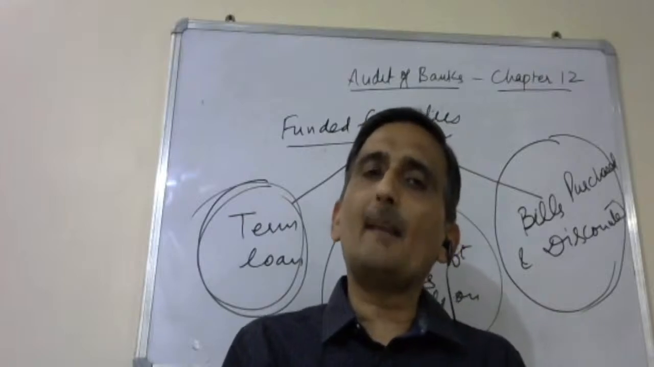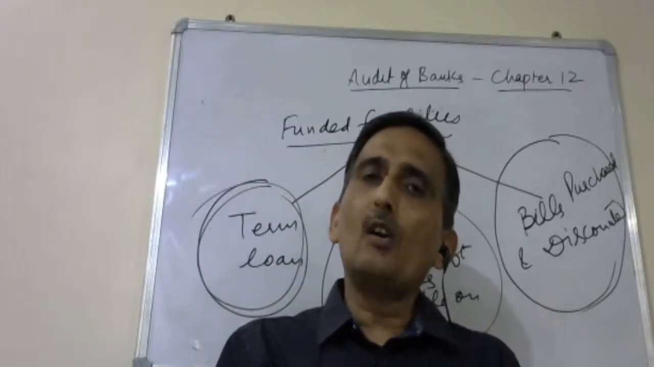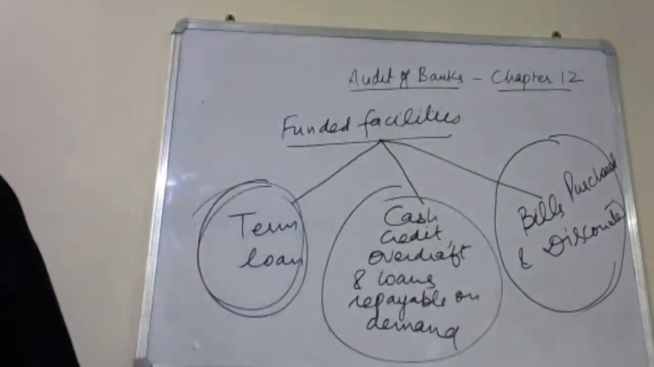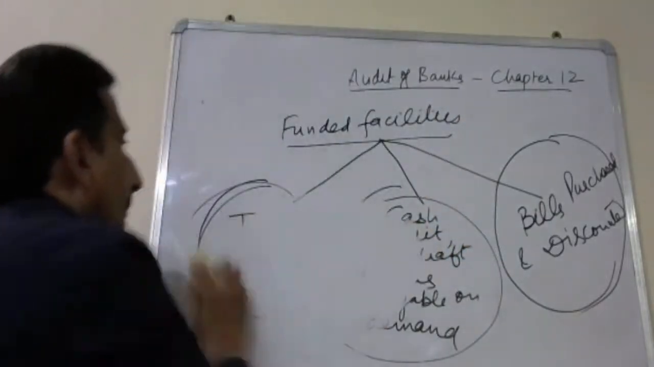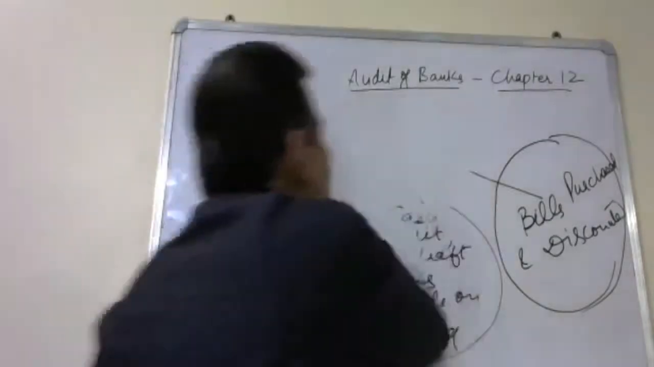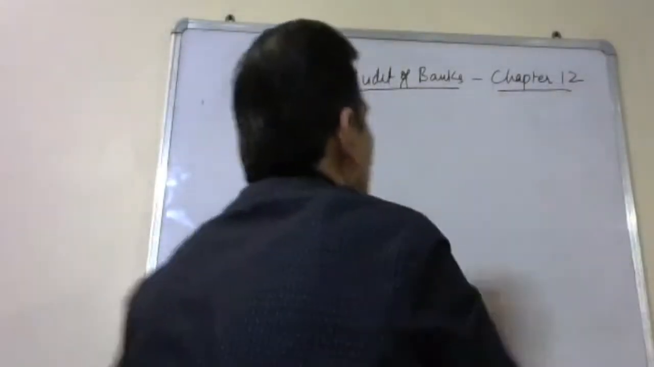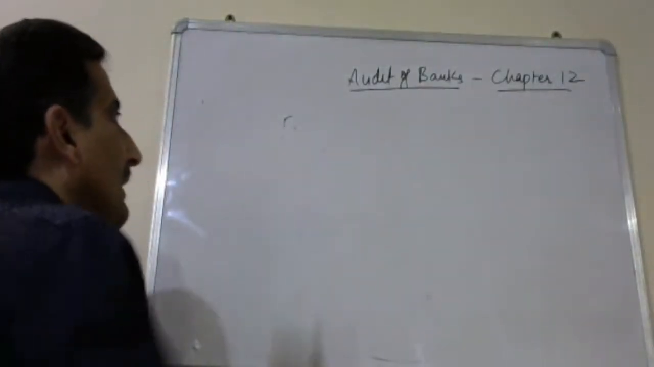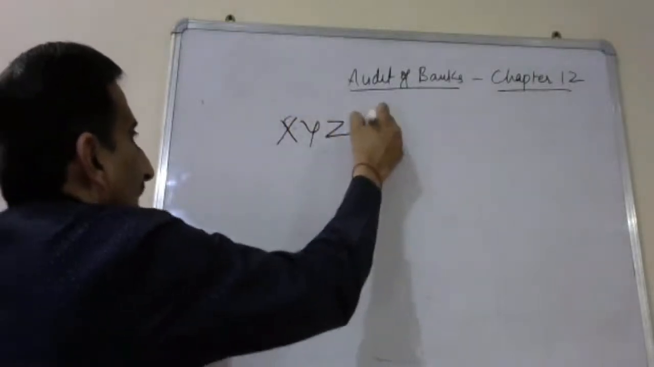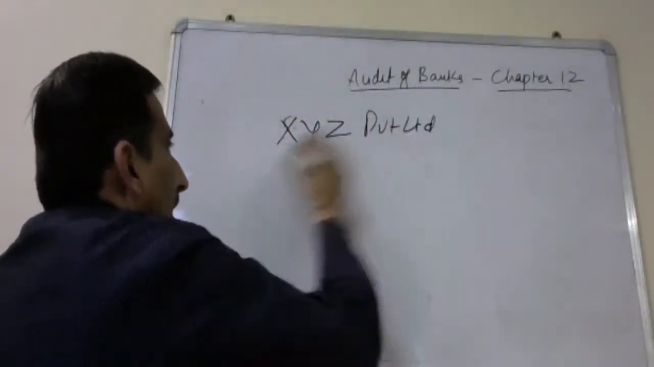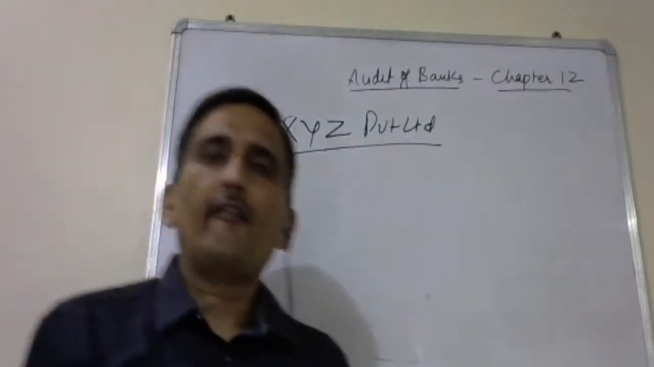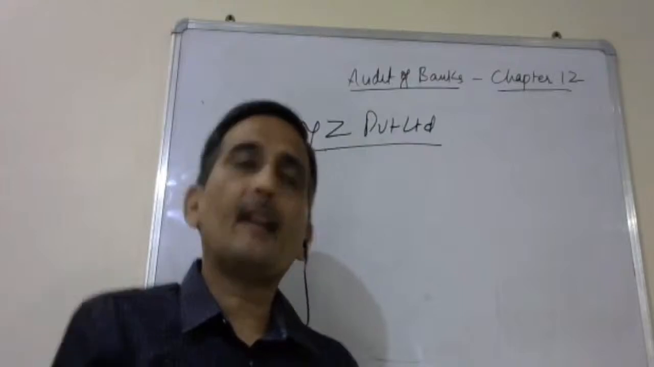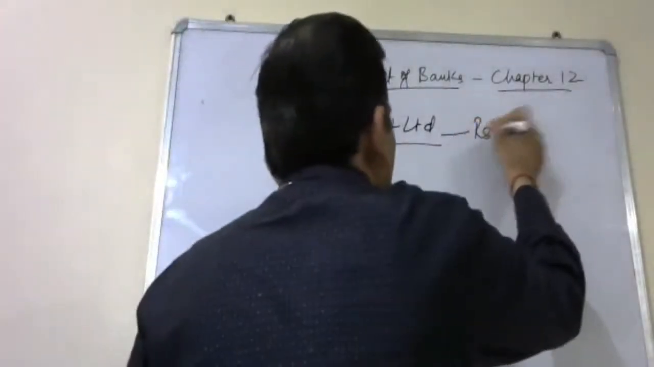Now I will give you an example of how a CC account operates. Say there is a company, XYZ Private Limited. It gets sanctioned from a branch of a bank a cash credit limit of rupees 1 crore in its favor.